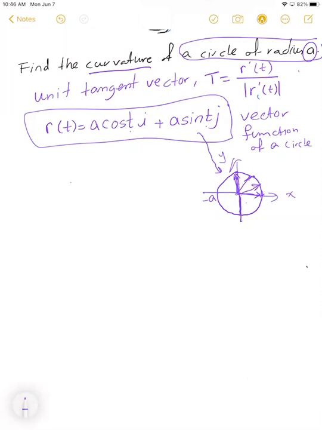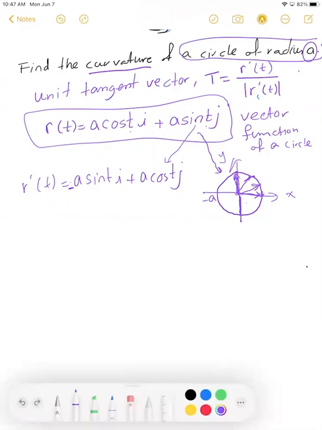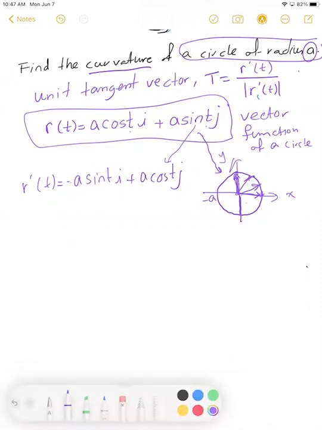Now, in order for me to find the unit tangent vector, I have to find r prime of t, which is minus a sine t i plus a cosine t j. The derivative of sine is cosine. The derivative of cosine is negative sine. That is why we have minus a sine of t, because the derivative of cosine is negative sine.